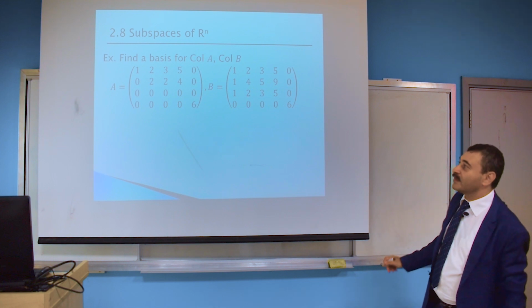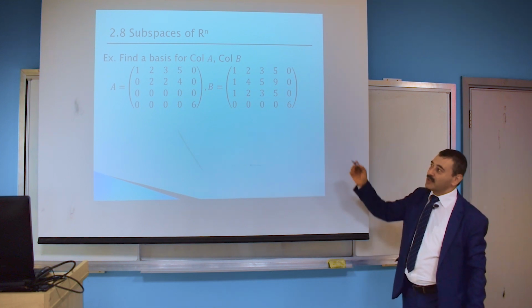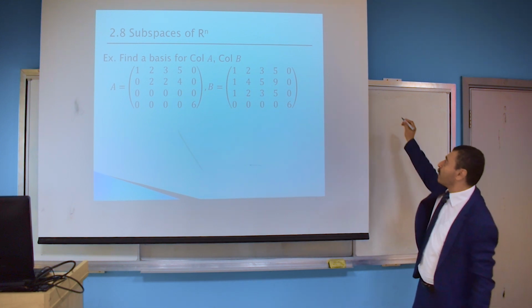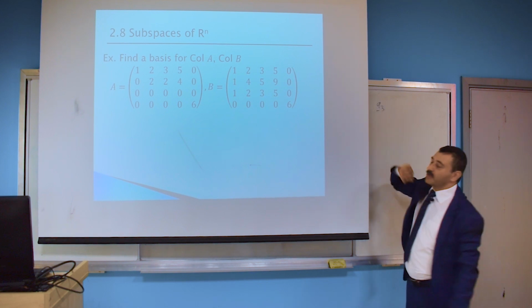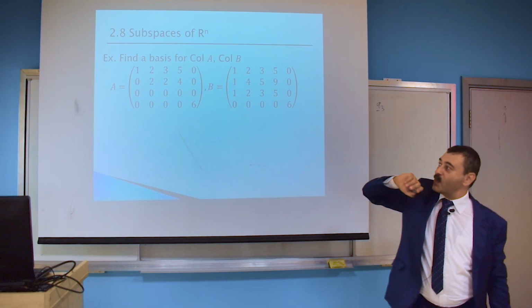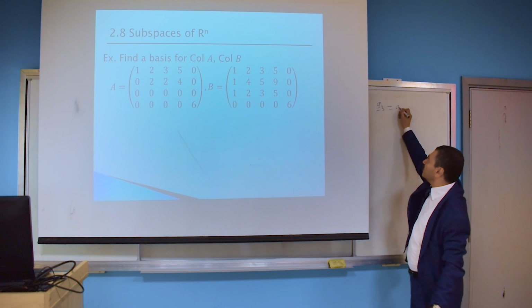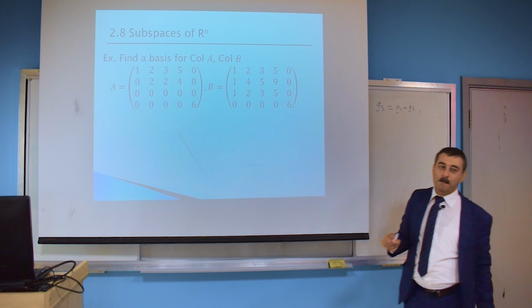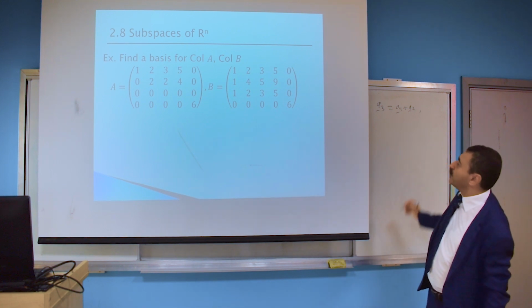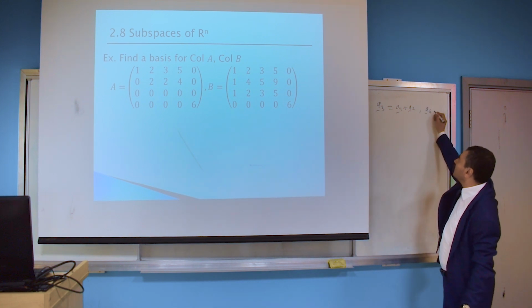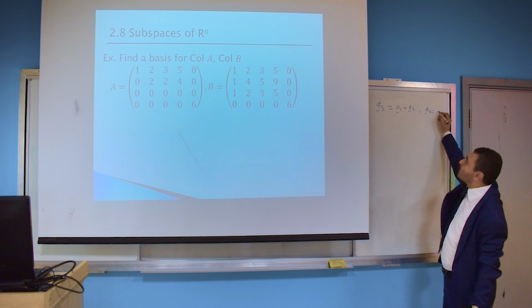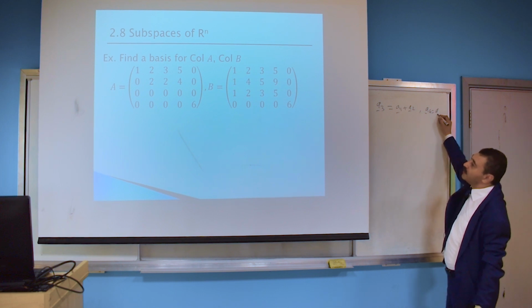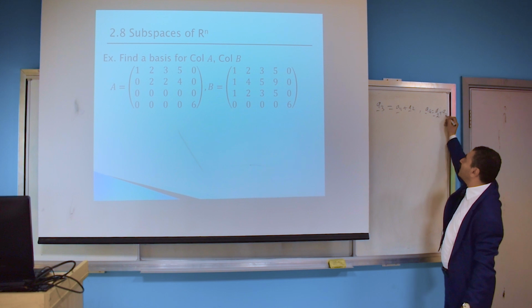Let's say it in mathematics. A3, the third column, equals A1 plus A2. And A4 equals A2 plus A3.